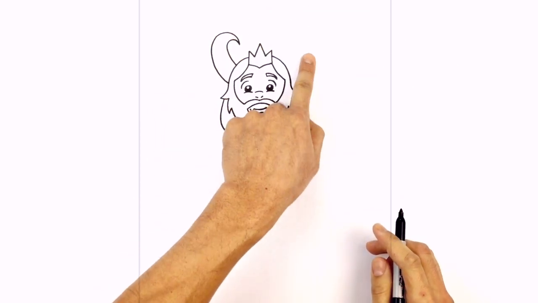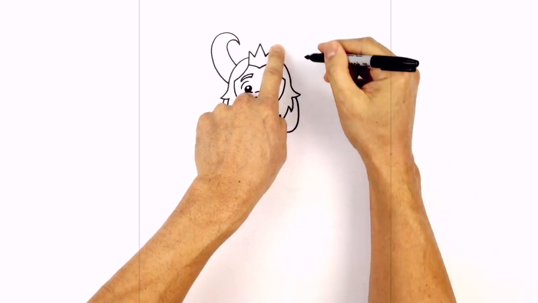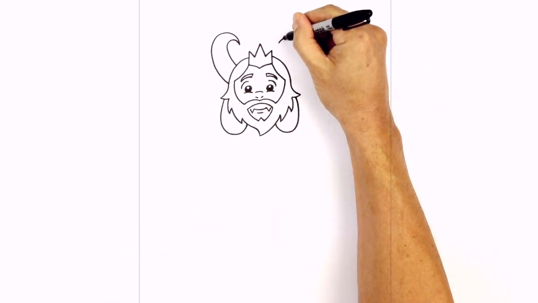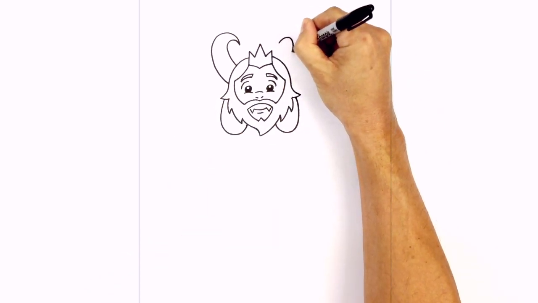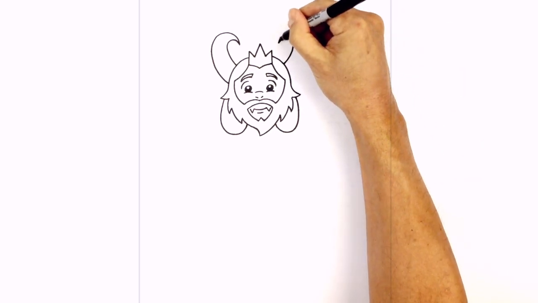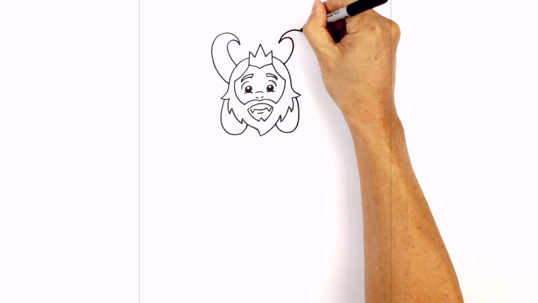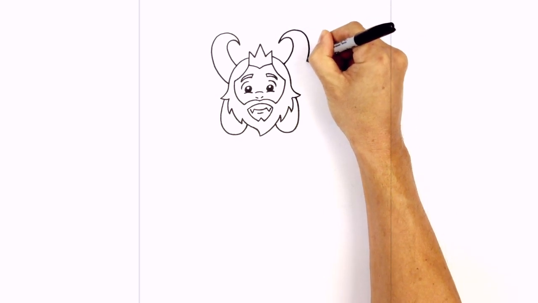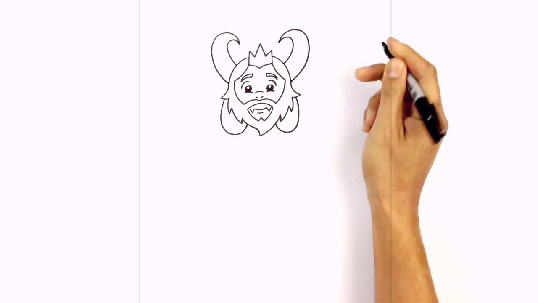Let's take that horn and flip it over on this side. So we're going to start at the point this time, right here, go up, and we'll pull that back in towards the head. You're going to go back up to the top point, and then again tapering it so it gets a little bit wider, and we'll pull that in behind the head.